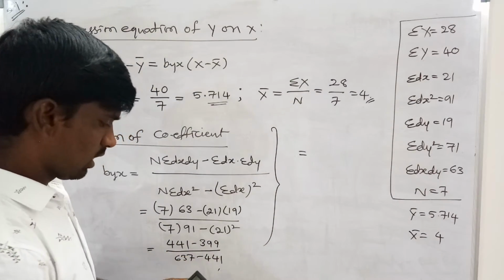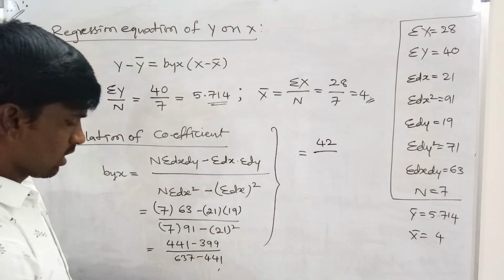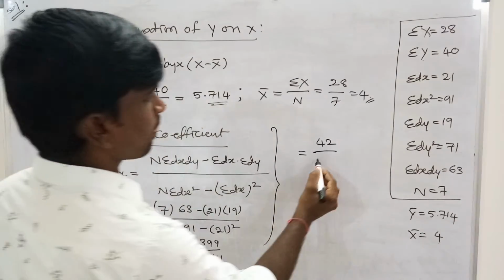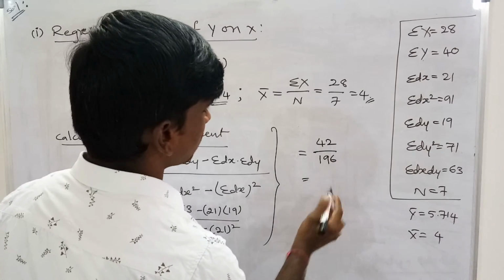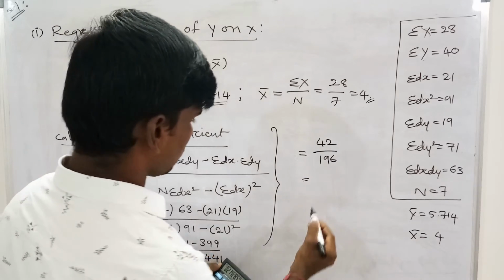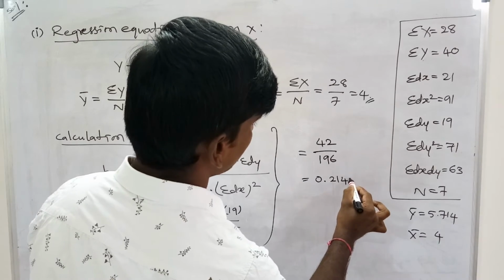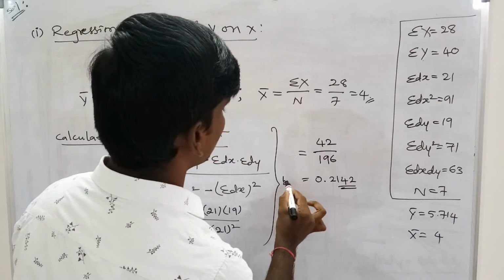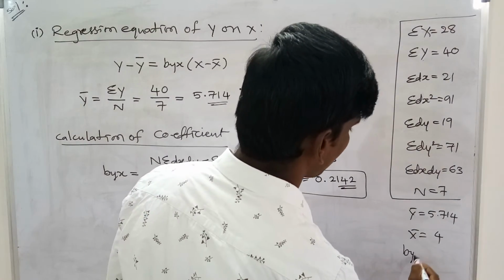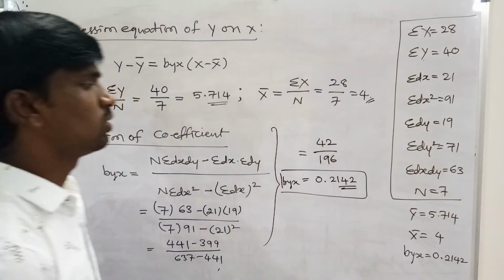441 minus 399, that is 42, divided by 637 minus 441, that is 196. So 42 divided by 196, that is 0.2142. This is the coefficient b y x is equal to 0.214.